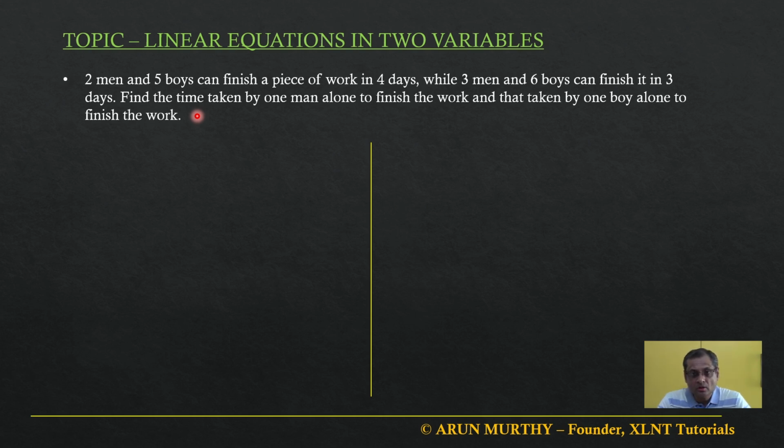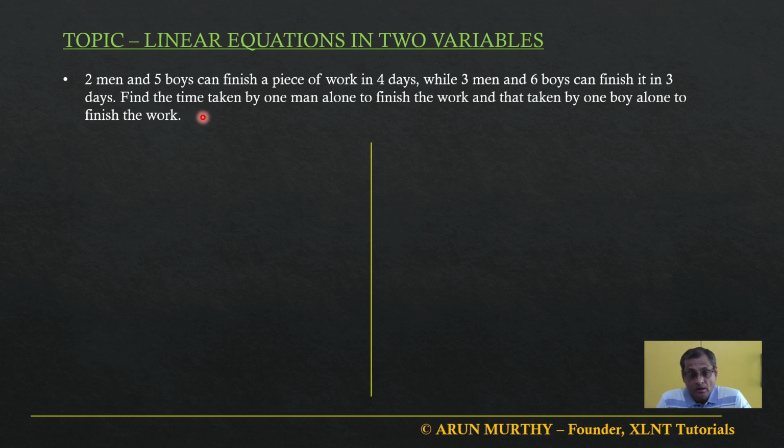During those classes we solve a number of HOTS questions, some of which I am going to share in this video series. So the question goes like this: 2 men and 5 boys can finish a piece of work if they work together for 4 days, while 3 men and 6 boys can finish it in 3 days working together. Find the time taken by one man alone to finish the work and that taken by one boy alone to finish the work. Now we need to understand one thing.